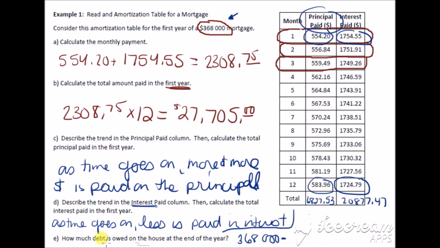But let's go back down to here. How much debt do you still have? So the original debt is 368, and if you pay off $6,827, you're still going to owe 361,172.47. Okay, so in the first couple years of a mortgage, you're not actually paying a lot of principal down, and then as the years go on, you're paying more and more principal and less interest.